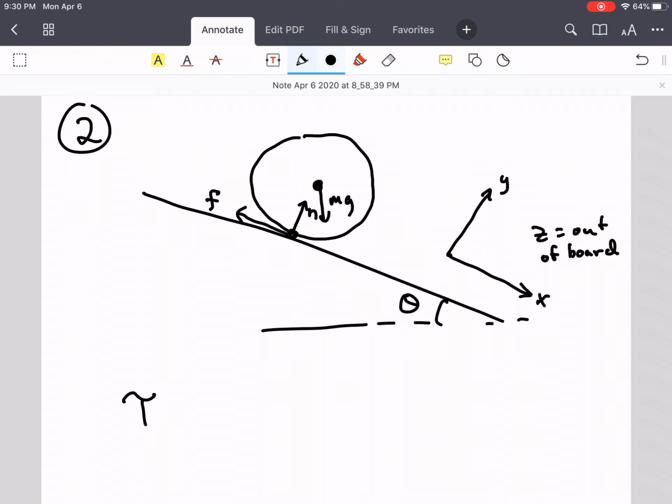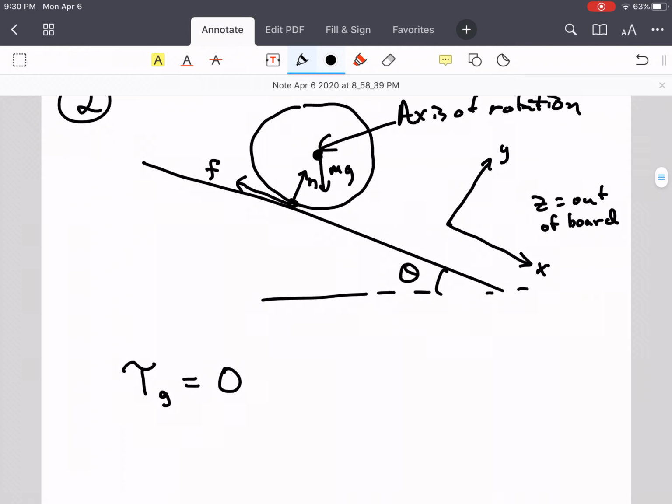Alrighty, so what is the torque caused by gravity? So think about this for a second. The torque by gravity is just zero. Why is that? Because our axis of rotation is equal to the center of mass. Gravity acts at the center of mass, and therefore r cross F is just zero, because the radius is zero.